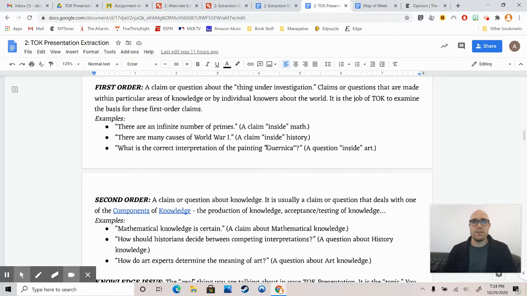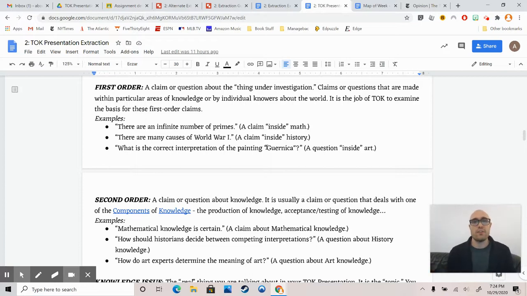Couple phrases here that may come in handy to kind of see the separation between kind of talking about concrete stuff and talking about more abstract stuff, stuff in the TOK world. So first order stuff is a claim about the thing under investigation. It's what you're looking at in all of your classes. So in science, if you're looking at the cell and you're saying something about the cell, that's a first order claim, a first order knowledge claim. And it's kind of the job of TOK to go to the side of that and look, okay, well, how do we know about how we know about that?